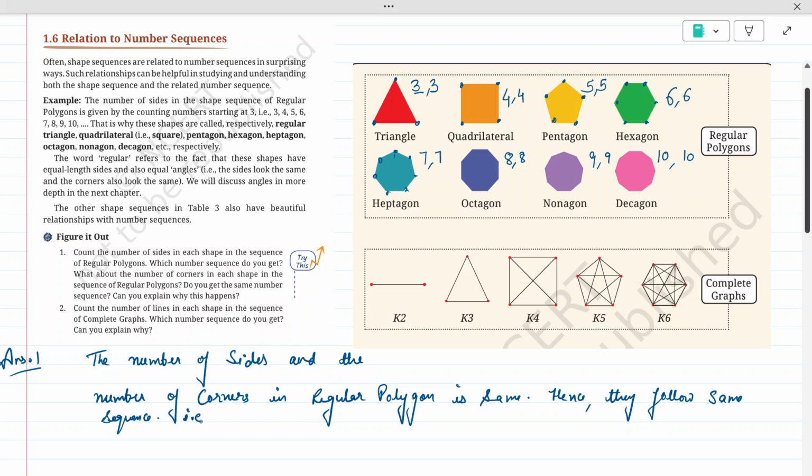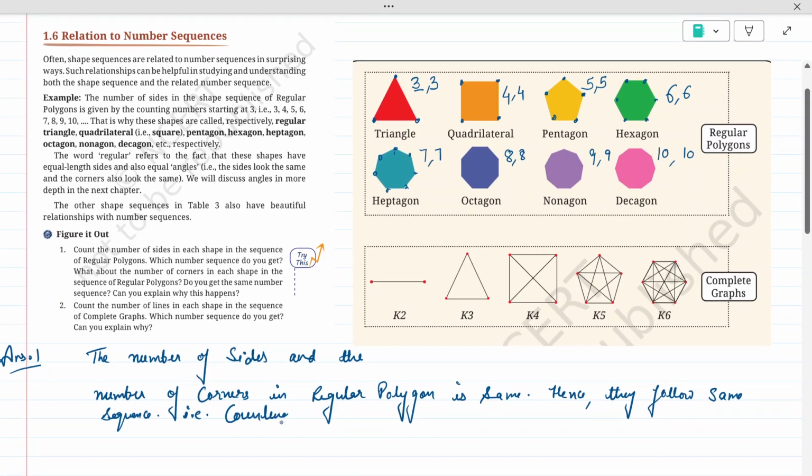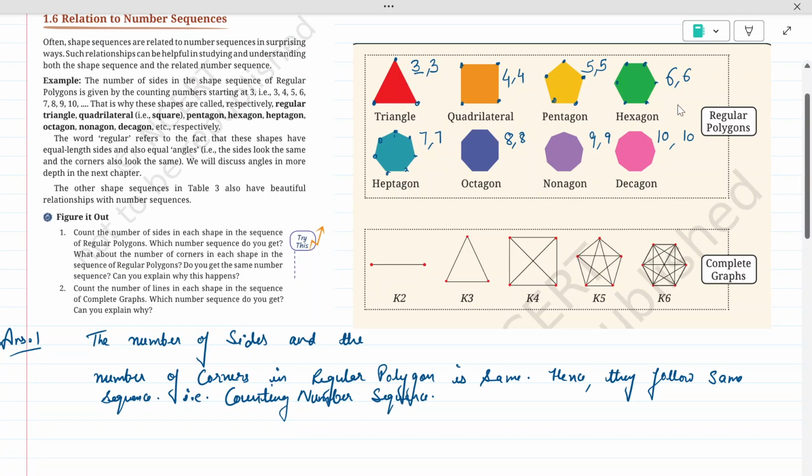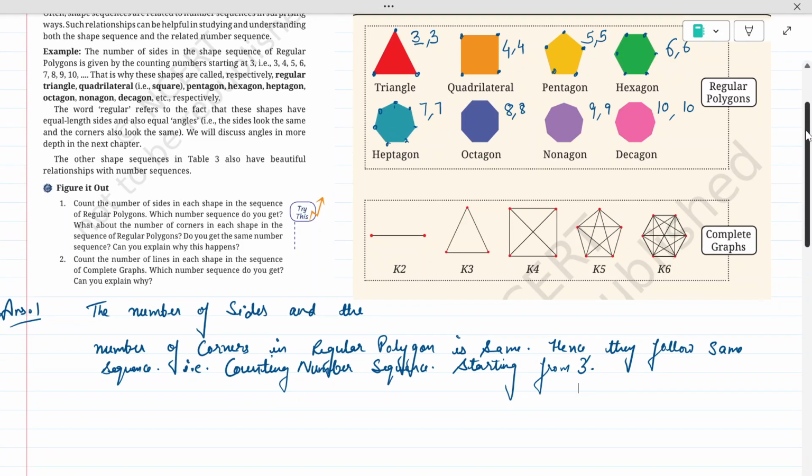That is the counting number sequence. I hope this is clear that in the case of a regular polygon, the corners and sides are equal and they are following the counting number sequence starting from 3. I'm also mentioning here, starting from 3.